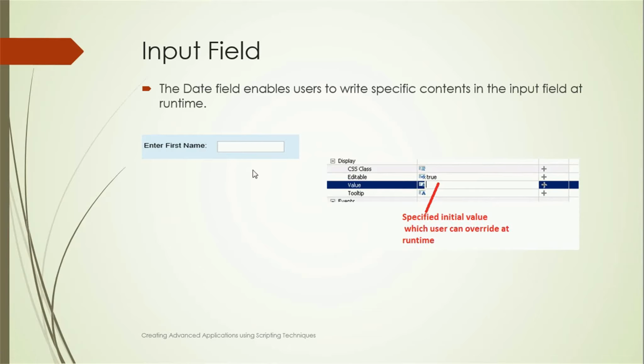Then input field is like this, a text box where we can enter some values. Suppose we want users to write some specific context in the input field at runtime, and based on those runtime values we can get some results. So that way we can use this input data field. We can specify some values if we want. Users can override that at runtime.